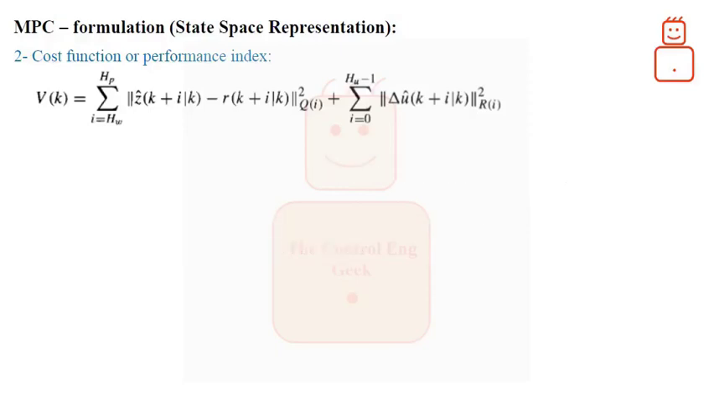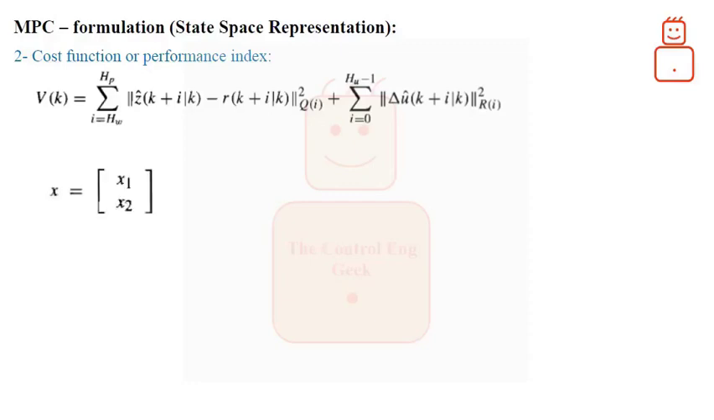Now let us define the meaning of the two norms in the cost function. X transpose Qx and u transpose Ru are the quadratic forms which are formulated simply from the L2 norm definition of vectors as shown. The matrices Q and R are used to give different weights to the variables. Thus one can penalize the terms differently as we can see from the following.